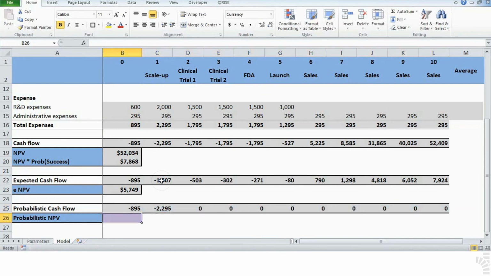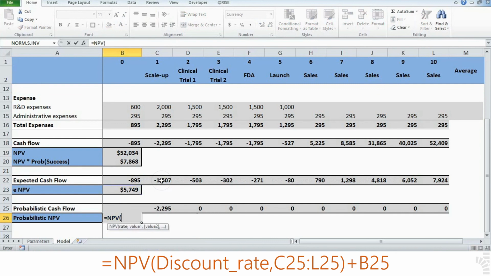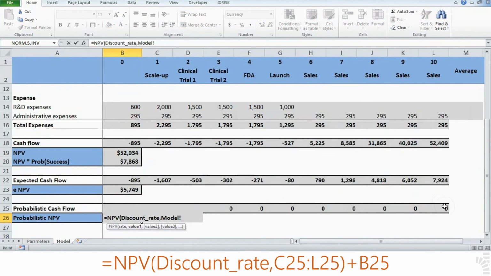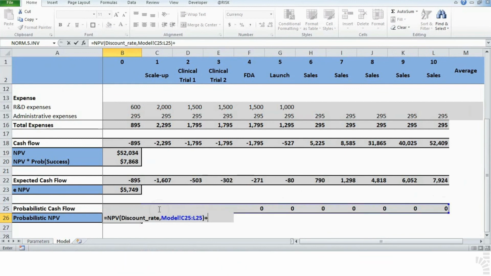72. On cell B26 write this formula to calculate the net present value of probabilistic cash flows: equals NPV(discount rate, C25:L25) plus B25. Now, we have completed the model and all its moving parts. It is time to define output variables and some settings before proceeding to simulate.